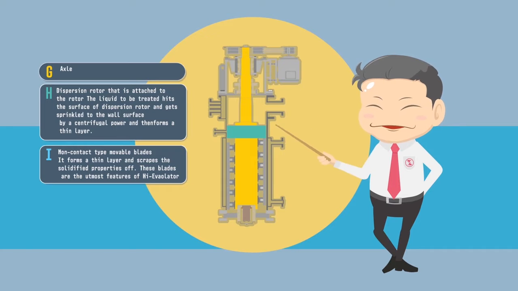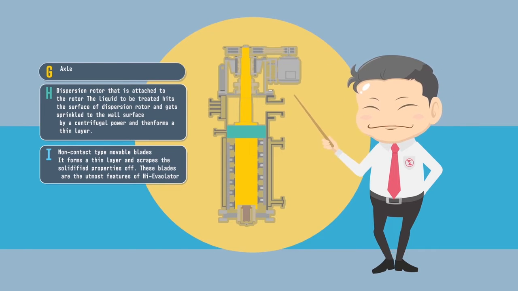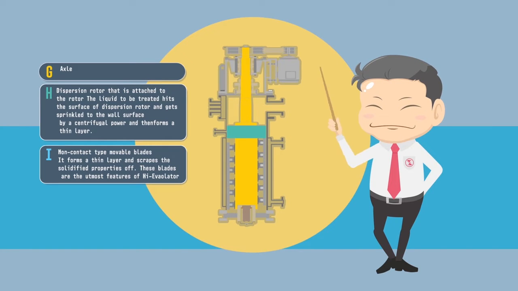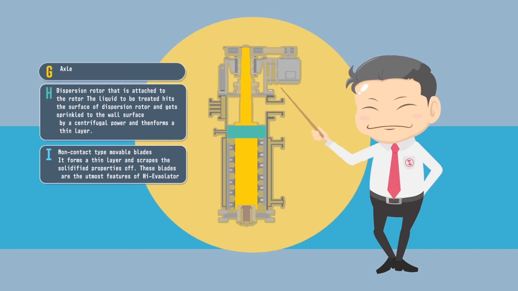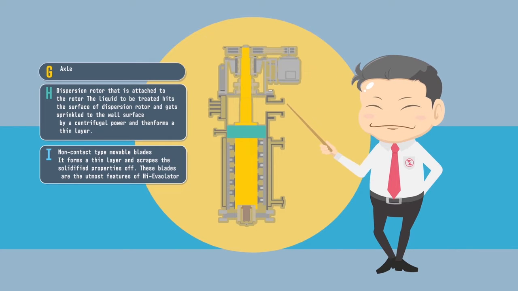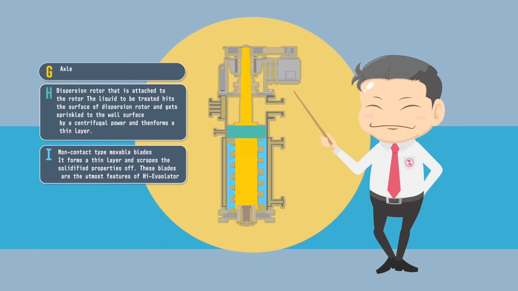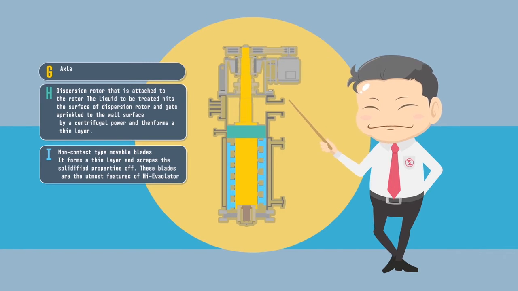H. Dispersion rotor that is attached to the rotor. The liquid to be treated hits the surface of the dispersion rotor and gets sprinkled to the wall surface by centrifugal power and then forms a thin layer. I. Non-contact type movable blades. It forms a thin layer and scrapes the solidified properties off. These blades are the utmost feature of Hi-evaporator.